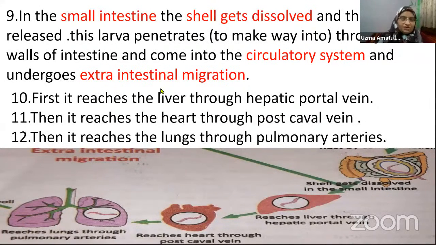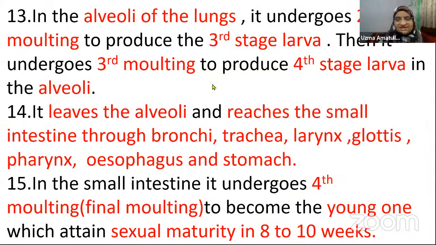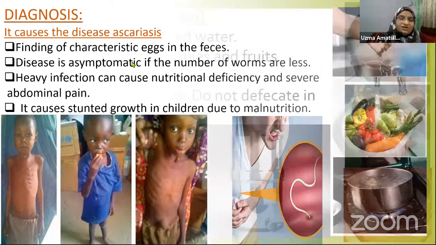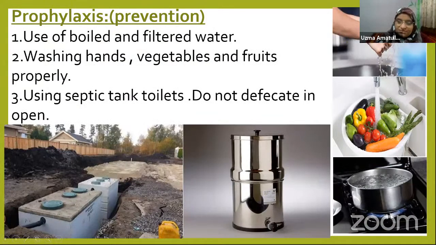And what is this disease which causes ascariasis? Symptoms are abdominal pain, malnutrition, and stunted growth in children. And what happens here? In heavy infection, if they sneeze and cough, these worms come out from the mouth and nose. Prophylactic measures: use boiled water and filtered water. Wash your hands, vegetables and fruits. Wash your hands before and after defecation and before eating. Use septic tanks, and do not defecate in the open.